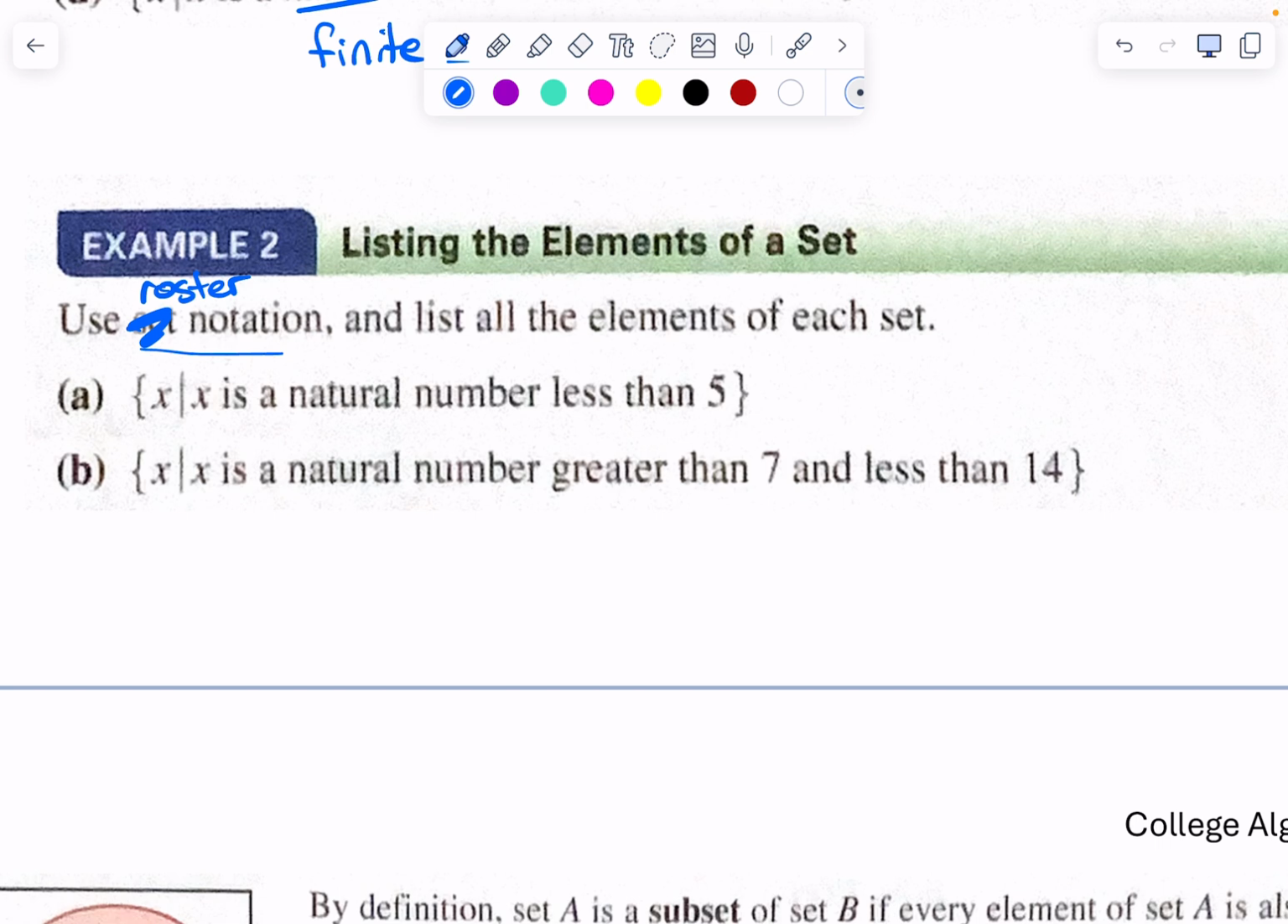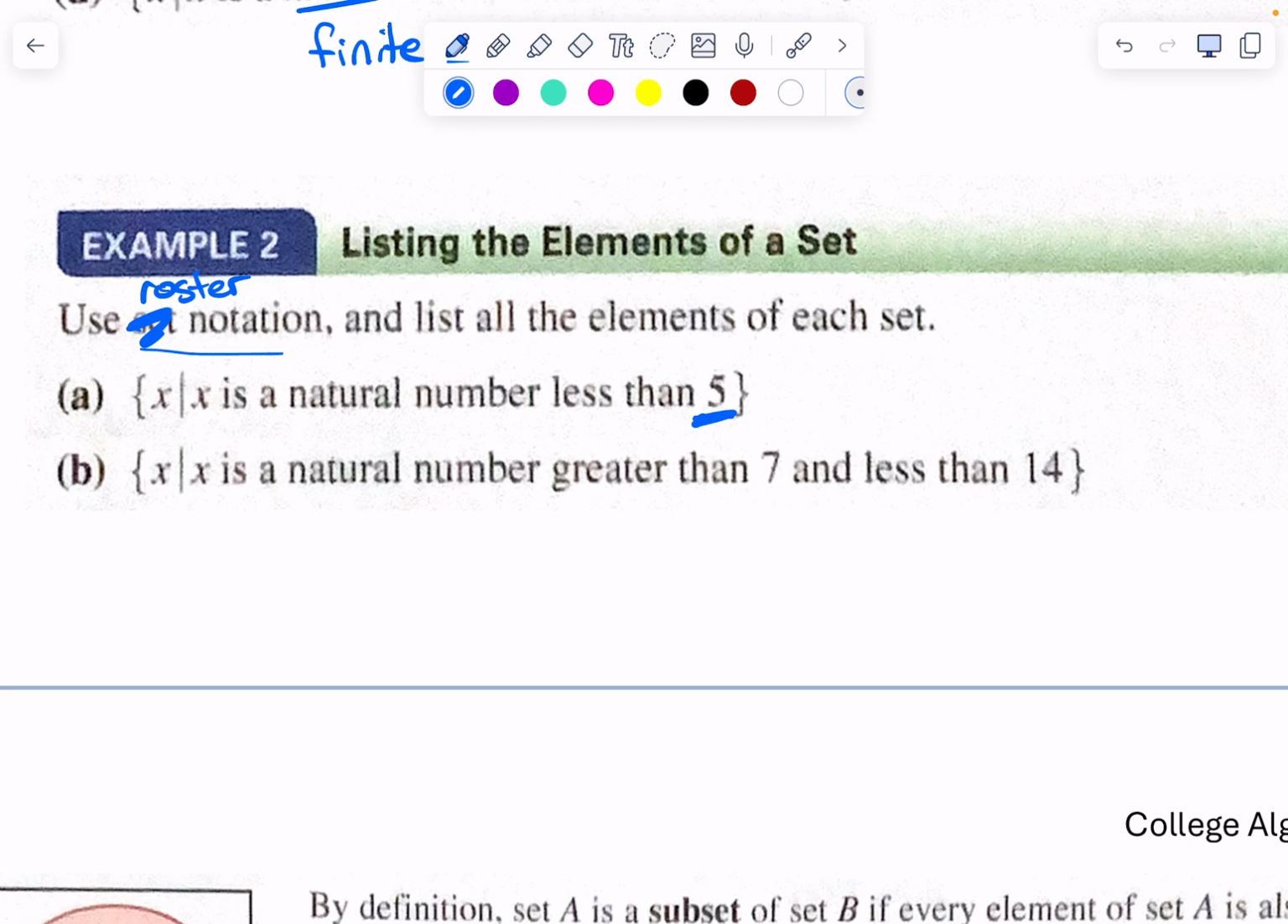A says X such that X is a natural number less than 5. Wait a second. I don't have a beginning and an end. Isn't this an infinite set? Well, we can just write some little dots. Well, does a natural number include the integers? Yeah, integers are positives and negatives. Natural numbers don't include negatives. So they're giving us less than 5, so they give us the upper limit, but by saying it's a natural number, we know we can't go below 1, right?